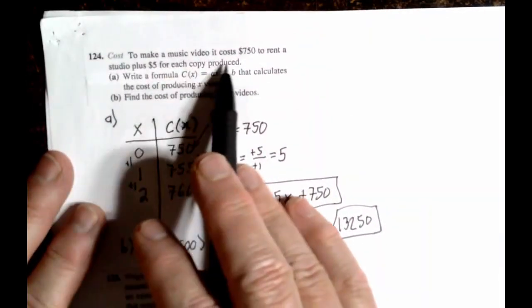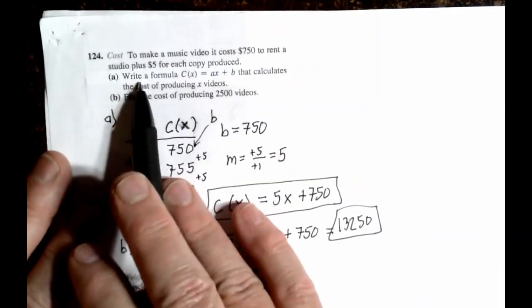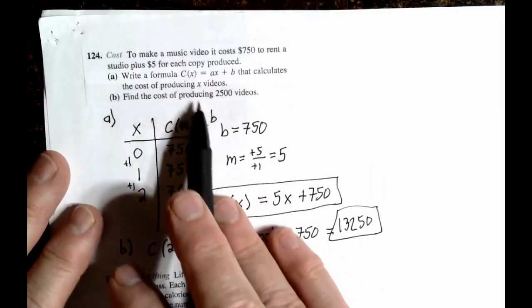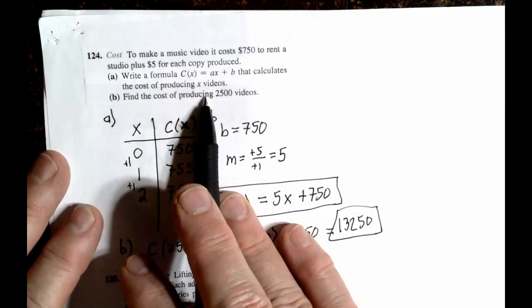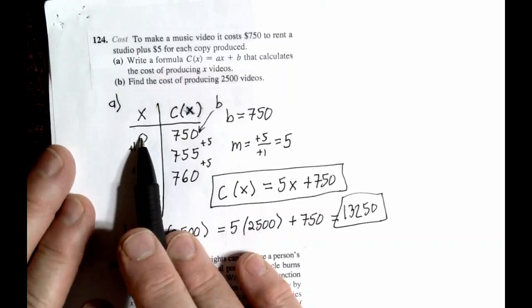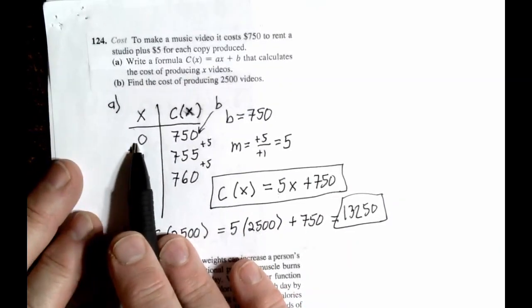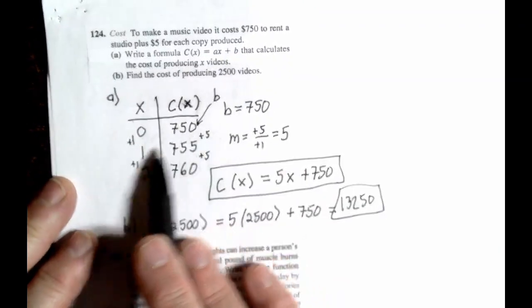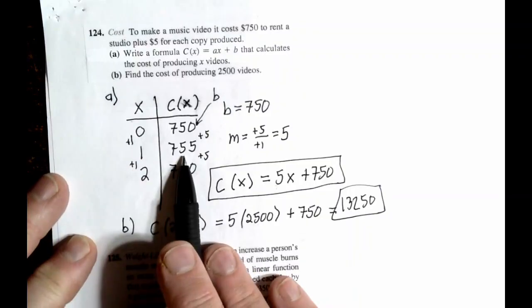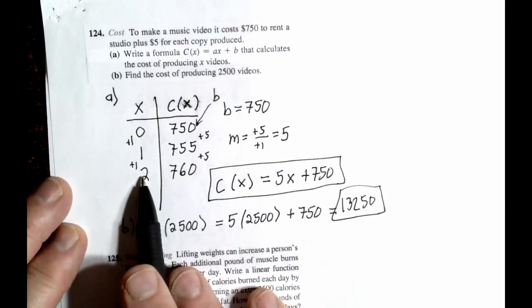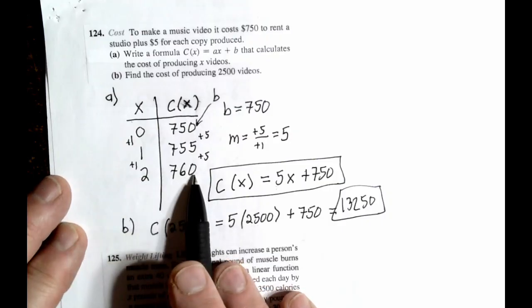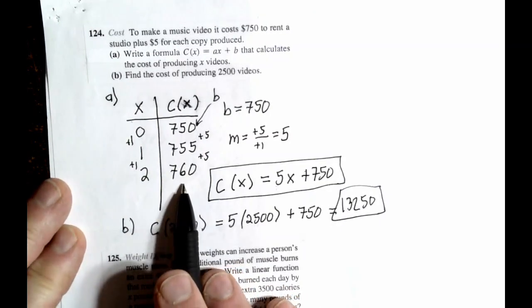It says to make a music video it costs $750 to rent a studio plus $5 for each copy. Write a formula that calculates the cost of producing x videos. So if you make 0 copies of your video, it costs you $750. If you make 1 copy, it costs you the original $750 plus $5 for that 1 copy. If you make 2 copies, it costs you another $5 more, or $760.